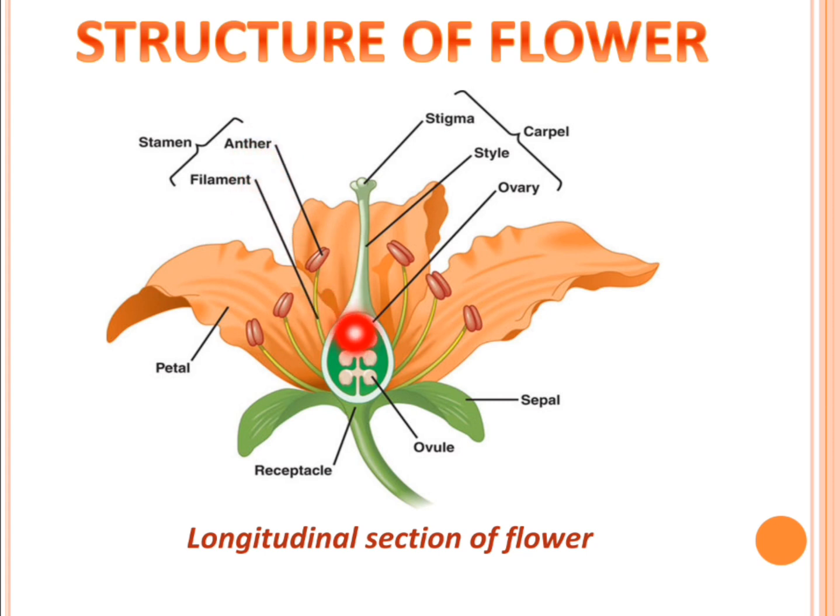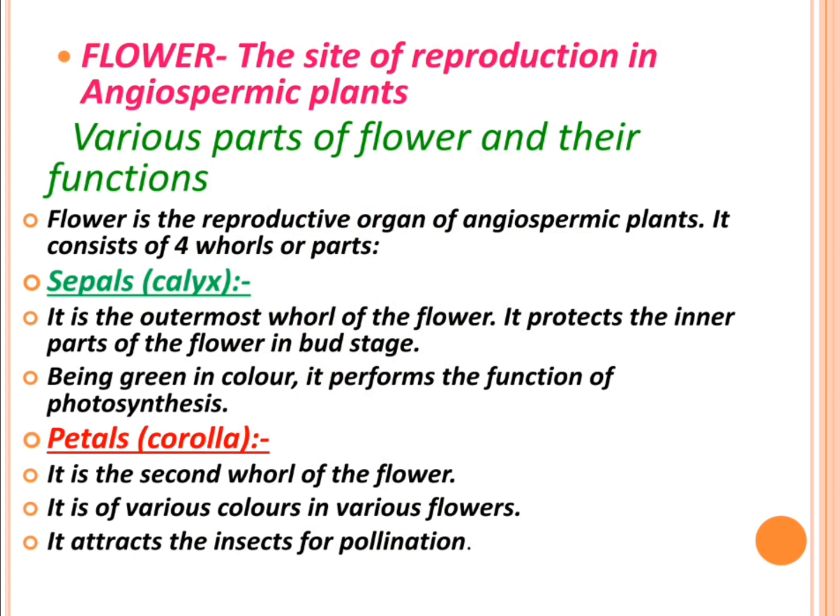Inner to the stamen, there is the female reproductive part of the flower, that is carpel or pistil, which further consists of 3 main parts: stigma, style, ovary. Inside the ovary, there are ovules, and all these 4 whorls are present on the swollen part of the flower called receptacle, and this portion of the flower is known as pedicel. This is the stalk of the flower. Now let us see all the various parts of the flower and their functions in detail one by one.